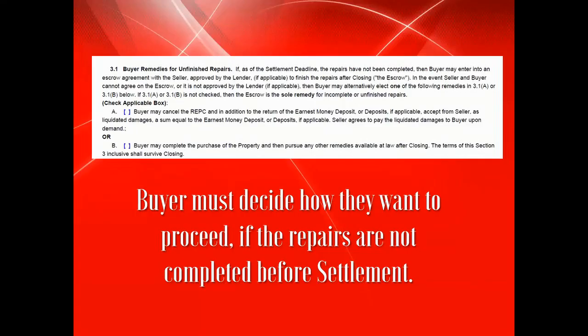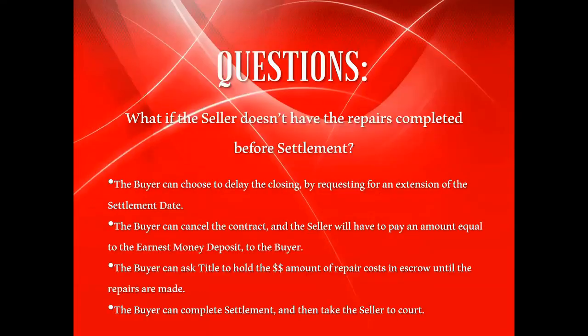Or in B, they may go ahead and complete the purchase, but then pursue any legal activity afterwards, any remedies by law. So what if they don't do the repairs? They can choose to delay the closing by requesting an extension of the settlement date due to the fact that the seller did not make the repairs that they had agreed to, and they're in violation of the contract.